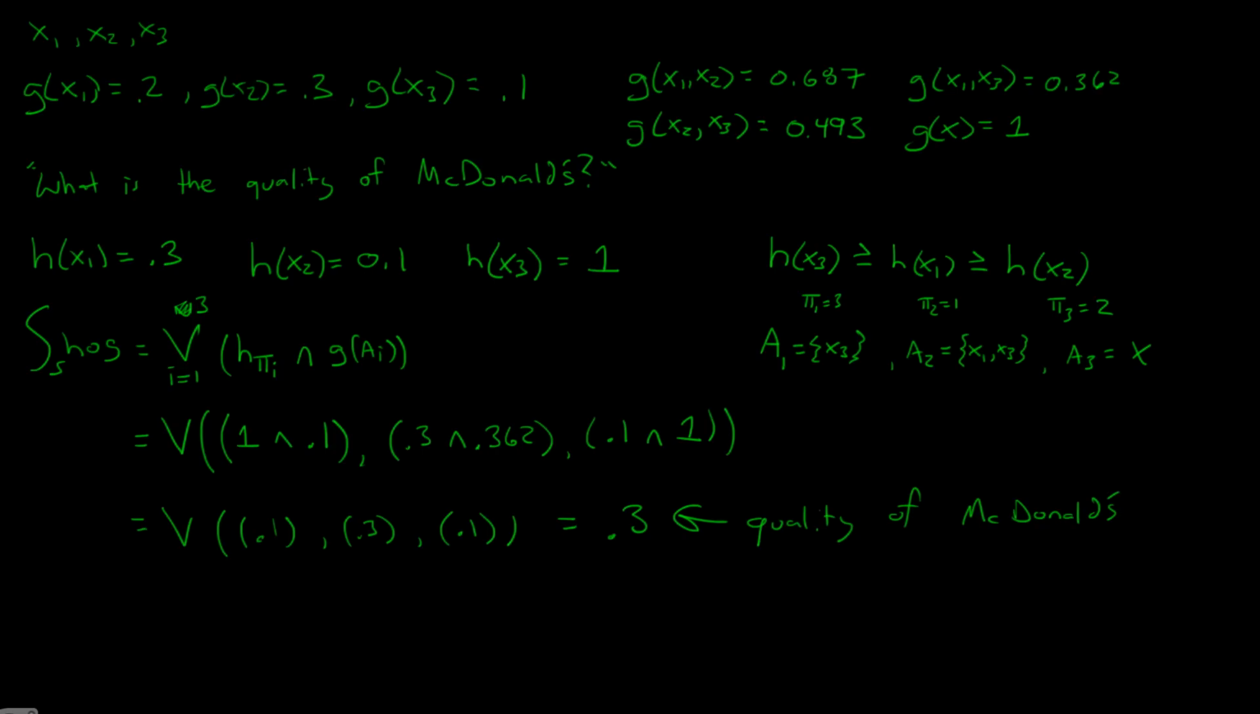Okay, so now let's see. Let's do the Choquet integral on this example. So the Choquet equals the sum from i equals 1 to 3 of h pi i times g(A_i) minus g(A_{i-1}). Note that g(A_0) is just defined as 0, because A_0 is really the empty set.